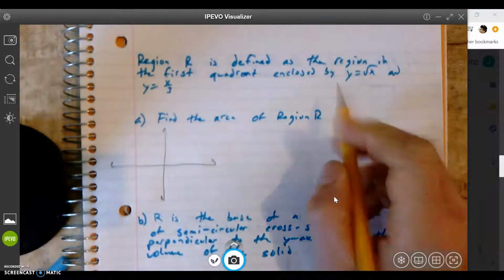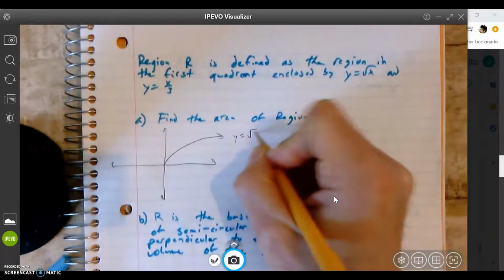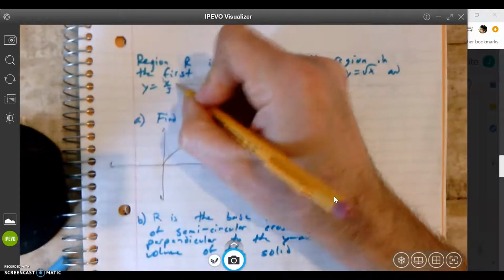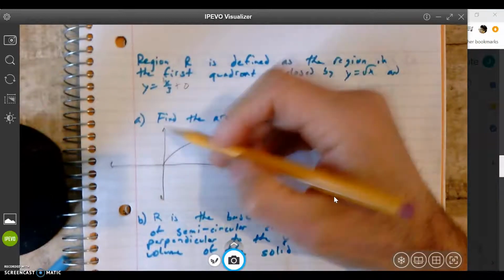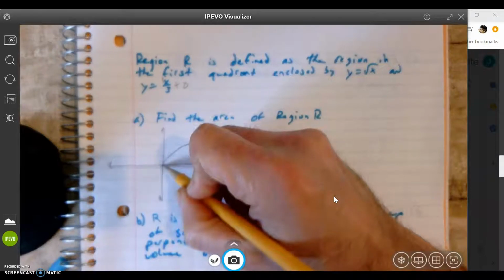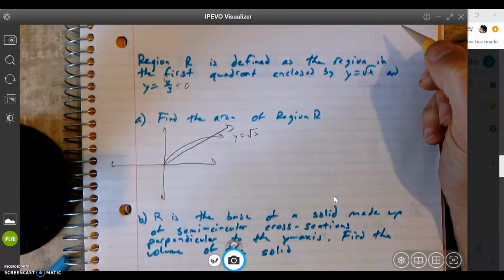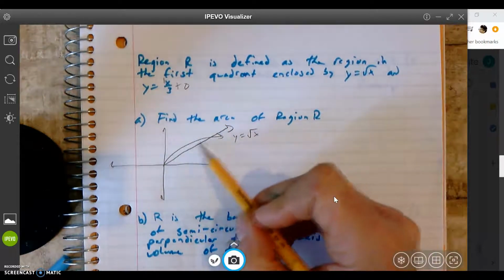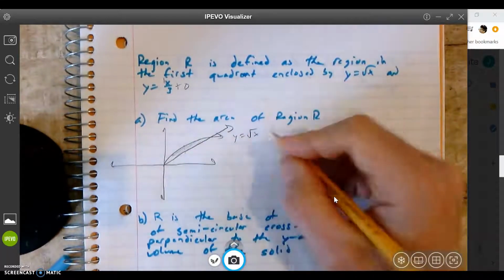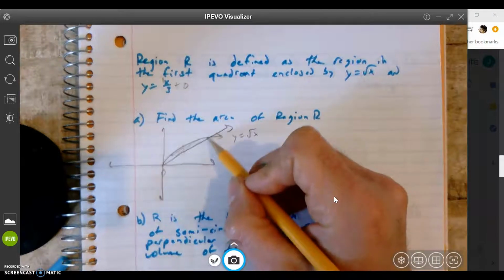So y equals radical x looks like this. Y equals x divided by 3, that's actually 1/3 x plus 0, you could say. So you start at the origin and you go up 1 over 3, up 1 over 3. So it kind of looks like that, right there. So it looks like it's this region right here. And so that's a top minus bottom one. It starts at 0, and we need to find this point right here.